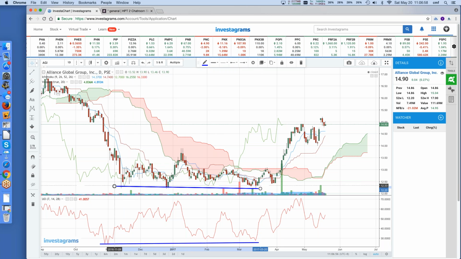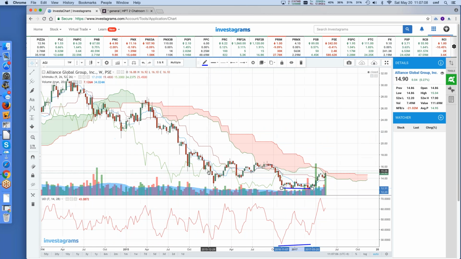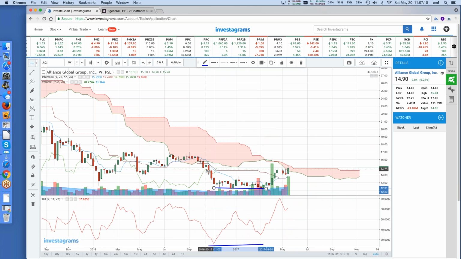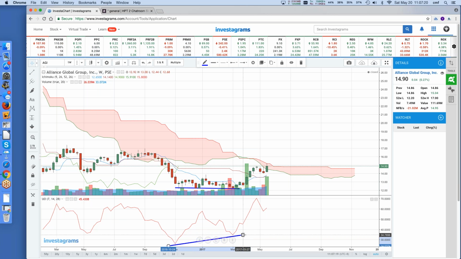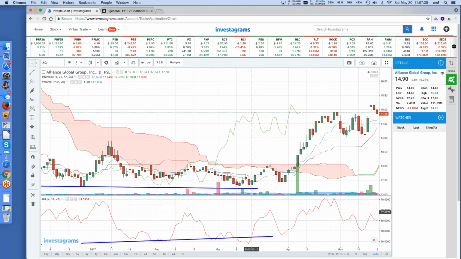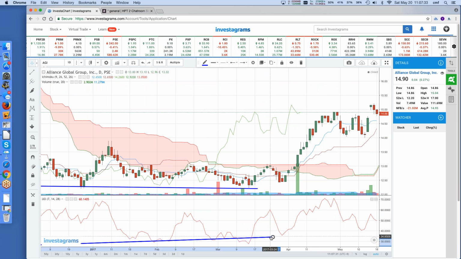You can see that price made lower lows while the oscillator made higher lows. This is easier to spot in a different time frame. It's not as evident in the daily chart, but if you look at the weekly chart, it's very evident. See the bullish divergence right there. In the daily chart, it's not as easy to spot.